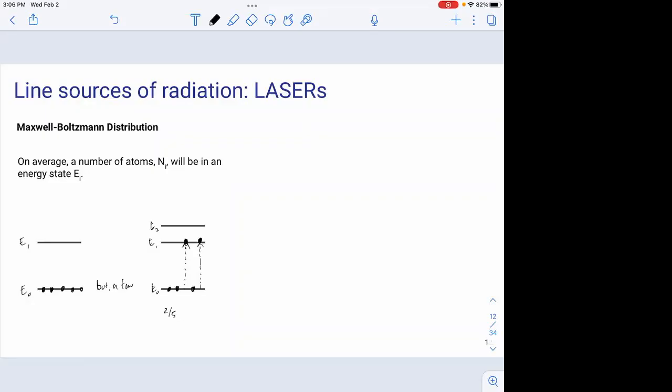In reality, the Boltzmann distribution says that on average, a number of atoms, n sub I, will be in any excited state with the energy E sub I. So let's put an equation on that. n sub I will be equal to a proportion of the total number of atoms or ions in that system multiplied by e to the negative E sub I over the Boltzmann constant multiplied by the temperature in Kelvin. So I should probably give you some definitions.